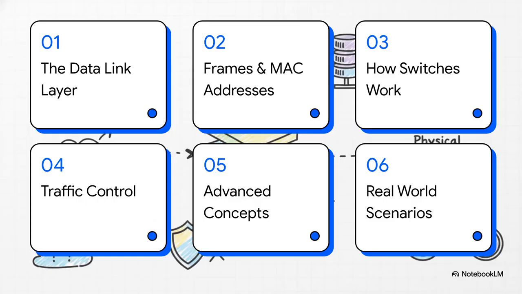So, here is our game plan. First, we'll establish exactly what the data link layer is. Then, we'll look at frames and MAC addresses. Next, we're going to see how network switches actually work under the hood, followed by traffic control and collisions. After that, we'll hit some advanced Layer 2 concepts, and we'll wrap the whole thing up with some real-world network troubleshooting scenarios. Let's get to it.